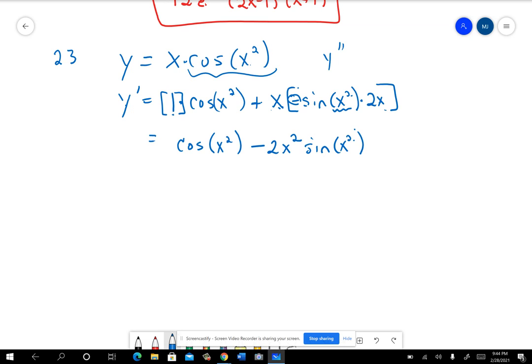Our job was to get y double prime. So that means we've got to keep going. This is number 23. We've got to keep going because they wanted y double prime. All right, so let's just go again. So now I'm going to do y double prime. Now that I got this simplified, you do that in a different color. So I have an outside function is cosine, the inside function is x squared. So the derivative of cosine is negative sine. So you do that.